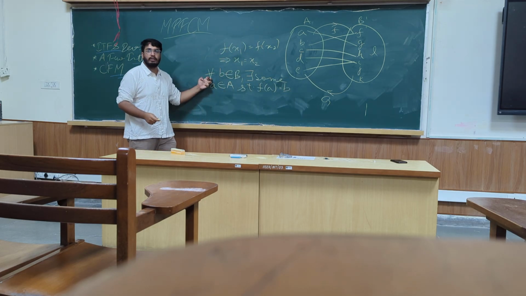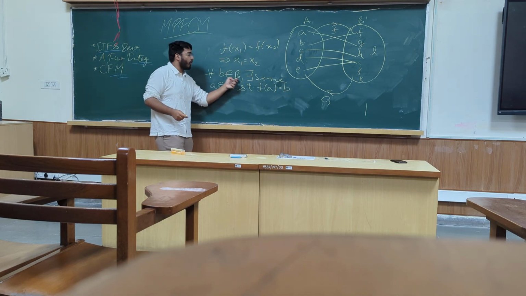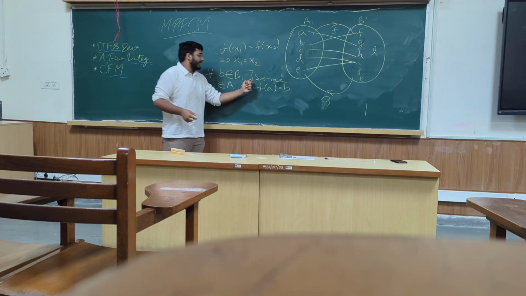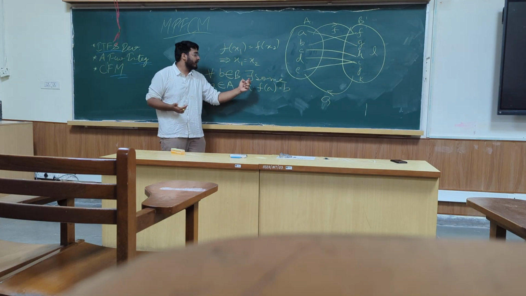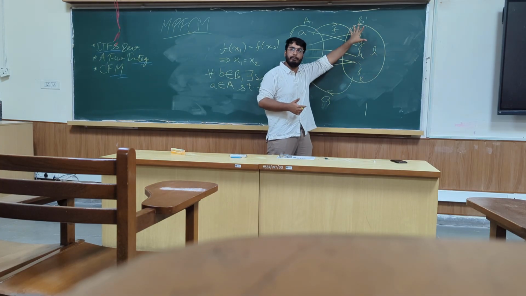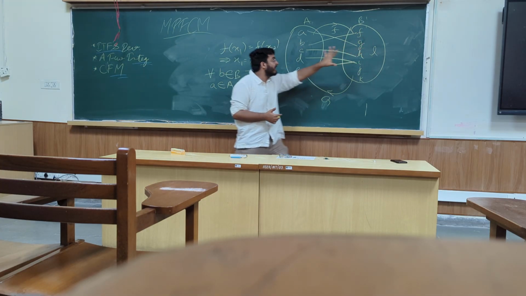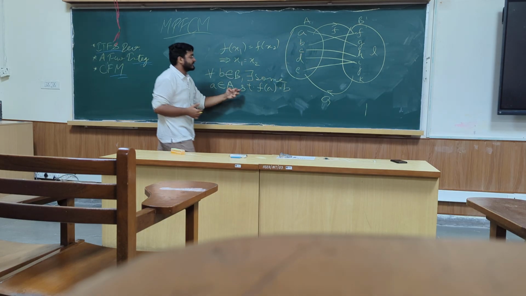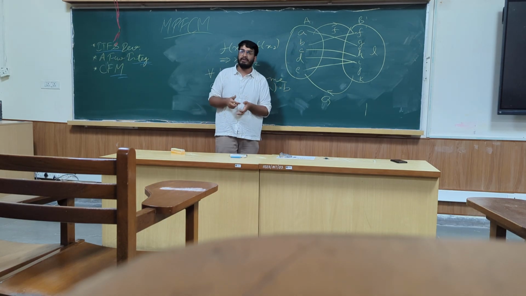For all b belonging to B, that is, for any element belonging to this set, there exists some a belonging to A, which means for all elements belonging to this set B, there must be at least one element A here such that f of A yields B.